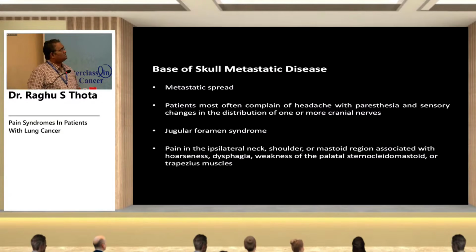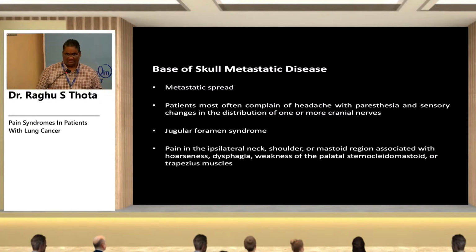Base of skull metastasis can also occur. Patients most often complain of headache with paresthesia and sensory changes in the distribution of one or more cranial nerves. The most common is jugular foramen syndrome. In this group of patients there is pain in the ipsilateral neck. If you really remember your anatomy, at the jugular foramen the glossopharyngeal nerve comes through that area.